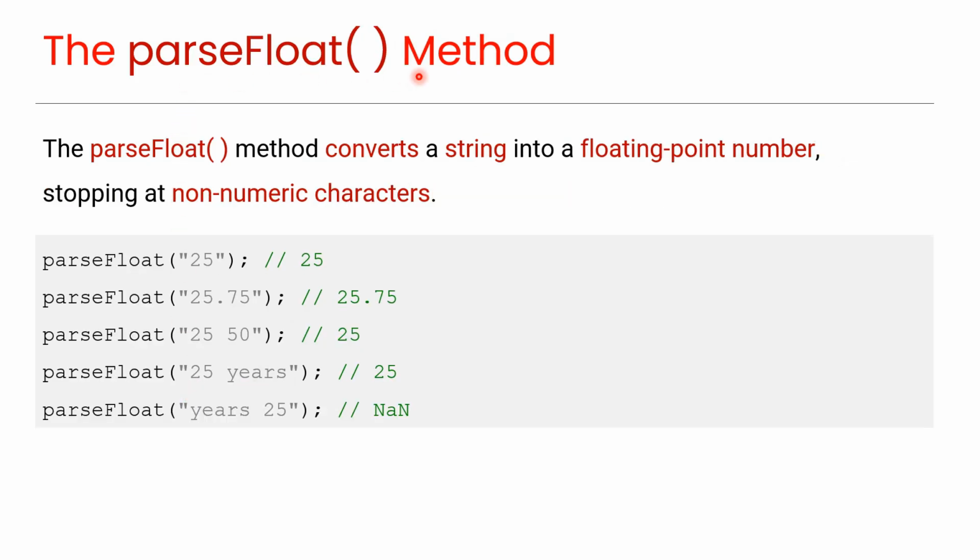The parseFloat method. The parseFloat method converts a string into a floating point number, stopping at non-numeric characters. For example, this statement converts this string to the number 25. This statement converts this string to 25.75, keeping the decimal point. This statement stops at the space and returns 25. This statement also returns 25, stopping before the word years. And this statement returns NaN because this string doesn't start with a number.